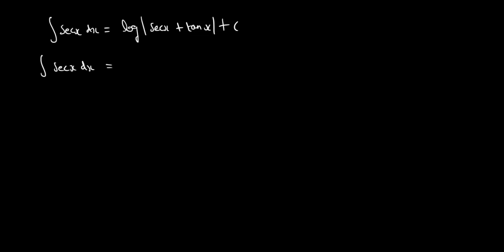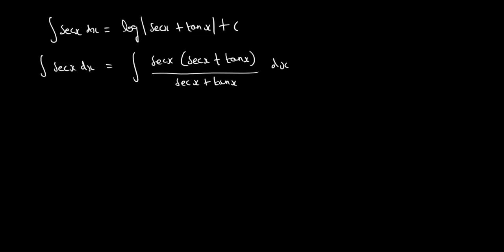So now we will compute the integral of sec x dx, that is equal to log sec x plus tan x plus c. So how do we proceed? We can multiply this integral by sec x plus tan x by sec x plus tan x, that is sec x into sec x plus tan x divided by sec x plus tan x. So we are essentially multiplying this function by 1, so it doesn't change the function.